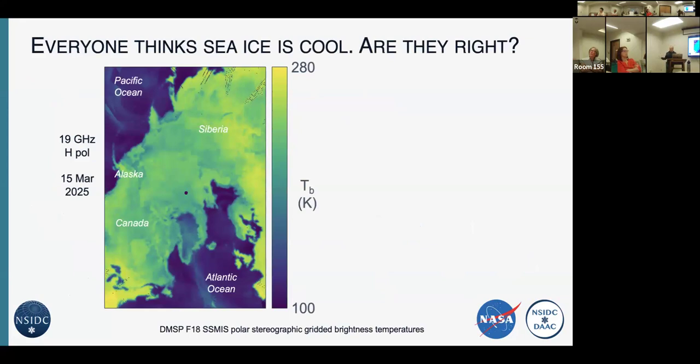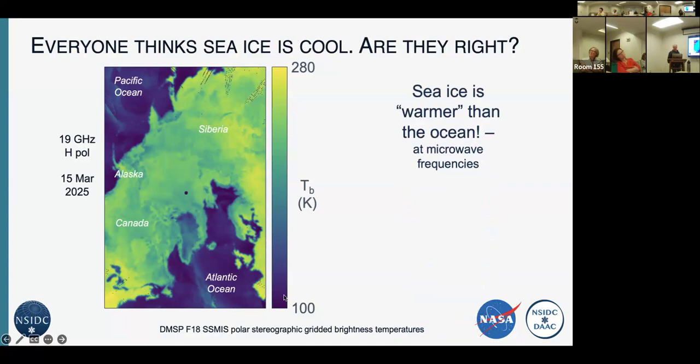Everyone thinks sea ice is cool. Right? It's cool. And so, are they right? Well, you look at an image, this is the brightness temperature image at 19 gigahertz. And you look at that scale and something's weird, right? This is brightness temperature, 280 at the top, 100 Kelvin. So ice is more up in this area here, whereas the water is down here.